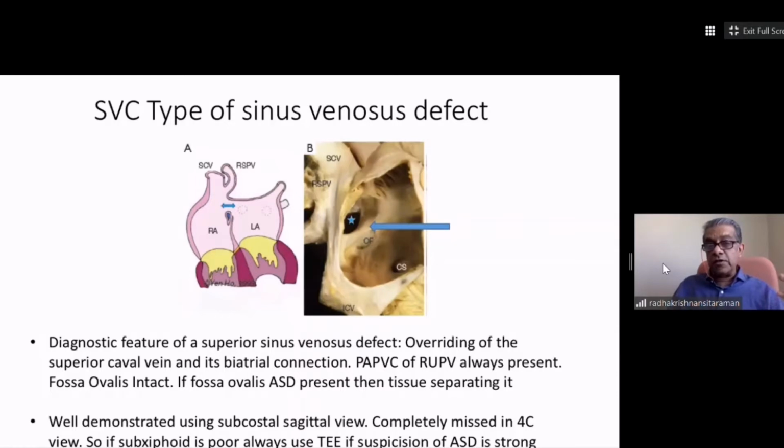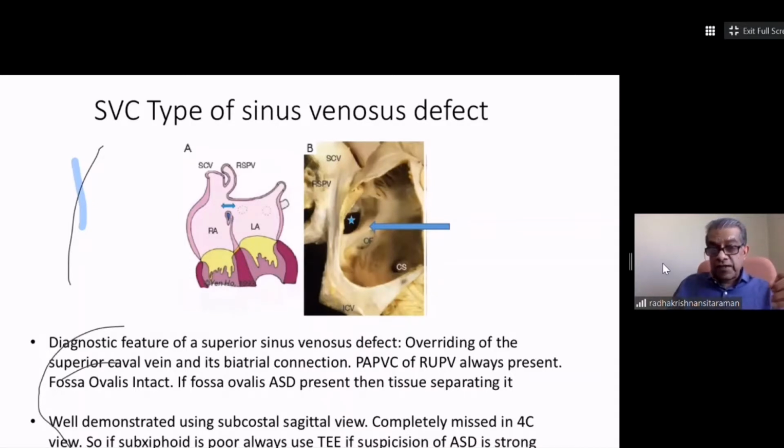Many people don't understand it because they come and ask you, what about the pulmonary veins? Is that also draining anomalously? And these are from people who probably don't understand the anatomy very well. So PAPVC of the right upper pulmonary vein is always part of a superior sinus venosus defect.